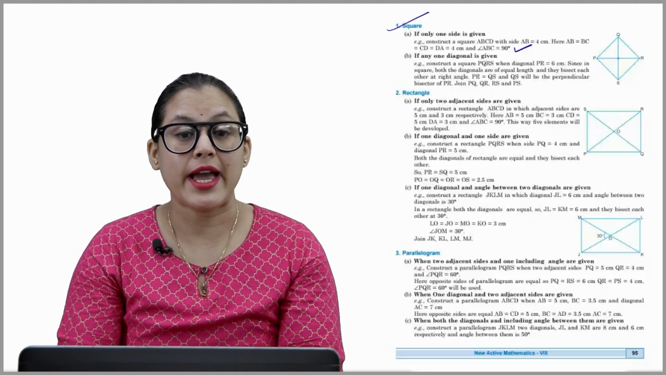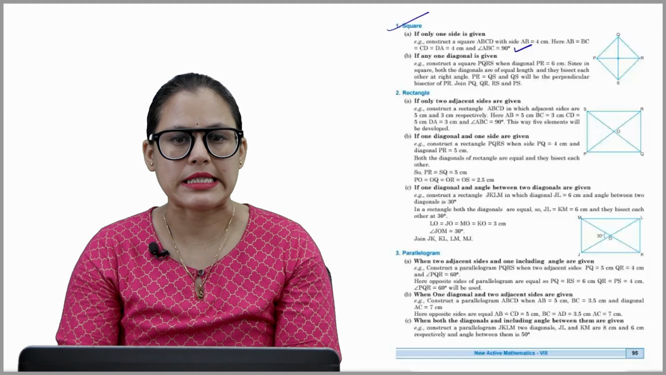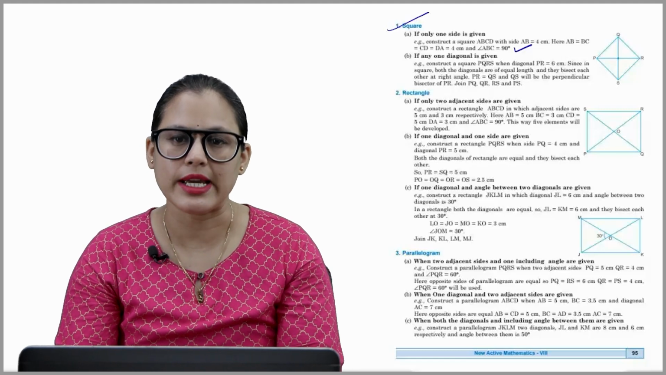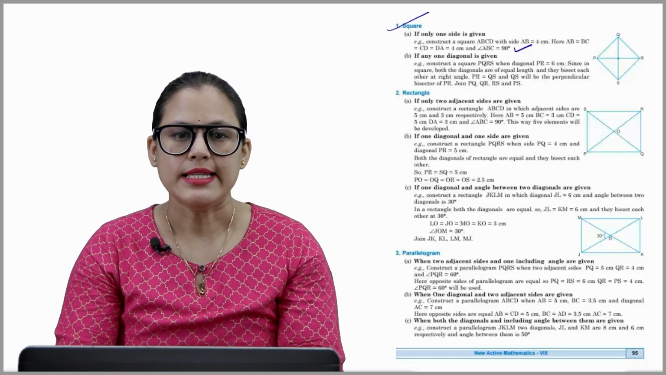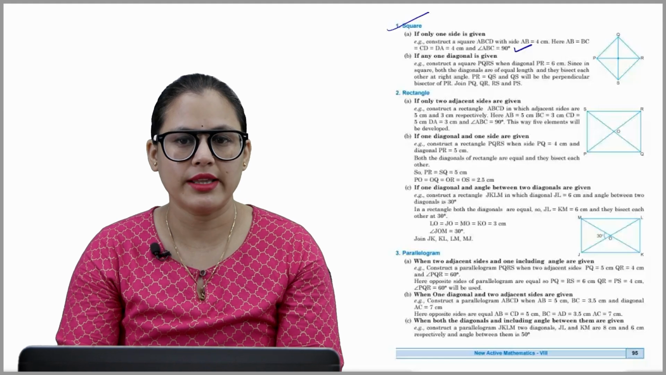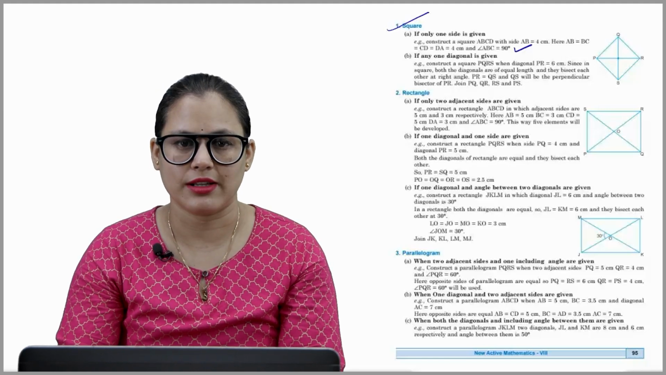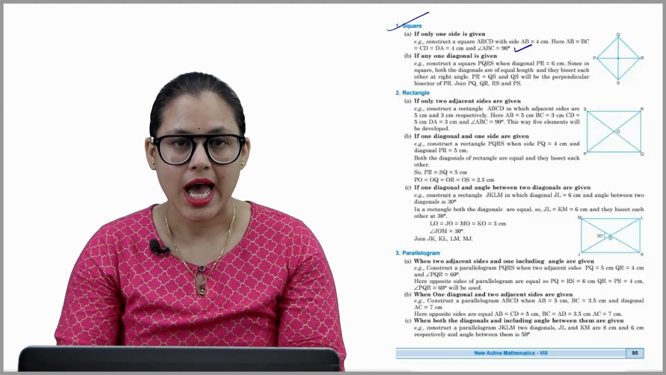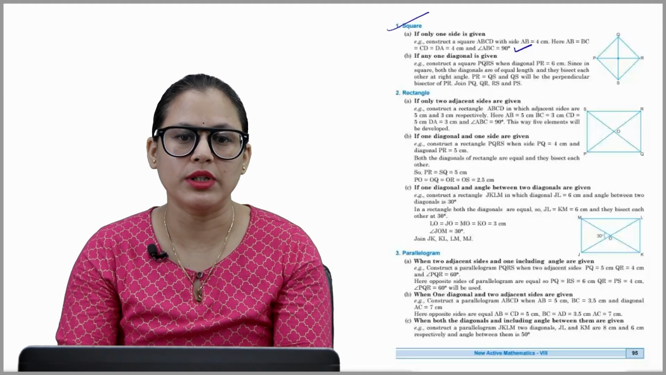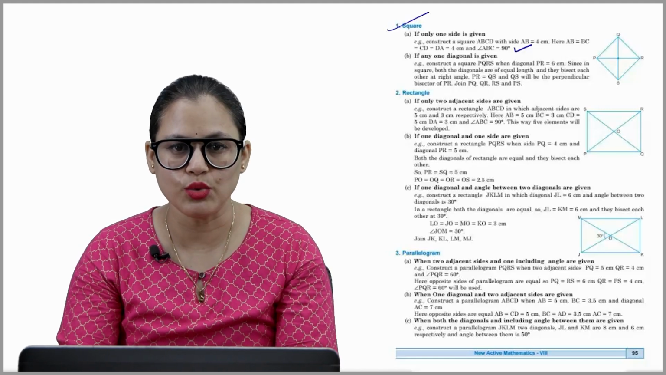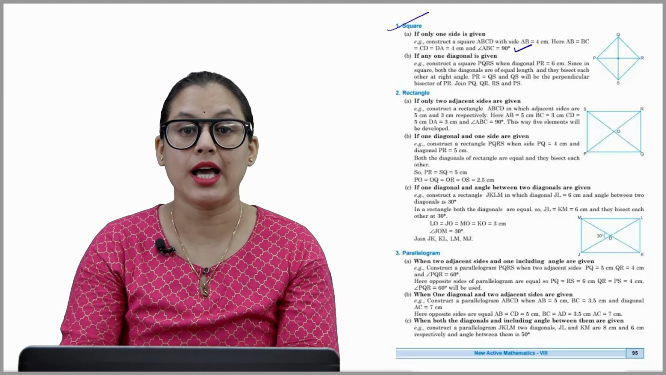B, if any one diagonal is given, for example, construct a square PQRS when diagonal PR equals 6 centimeter. Since in a square both the diagonals are of equal length and they bisect each other at a right angle, PR equals QS and QS will be the perpendicular bisector of PR. Join PQ, QR, RS and PS.